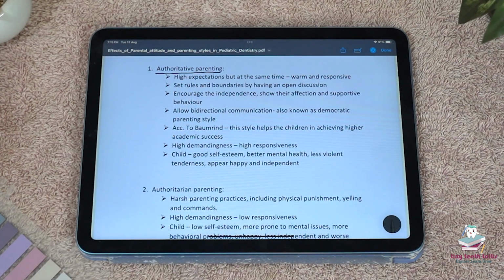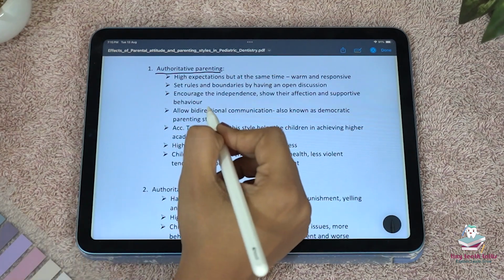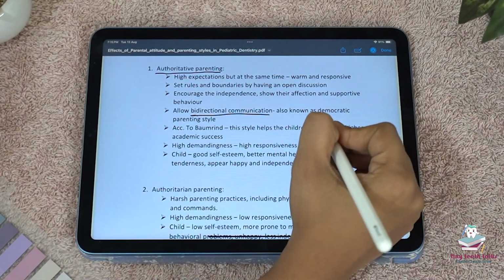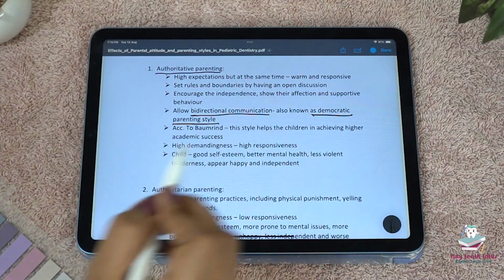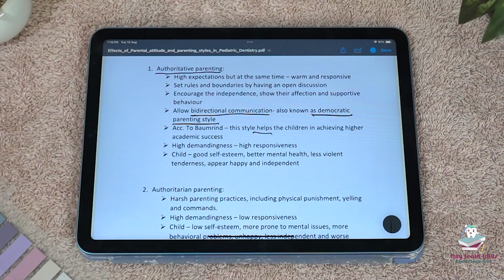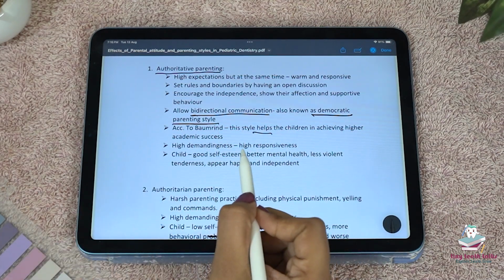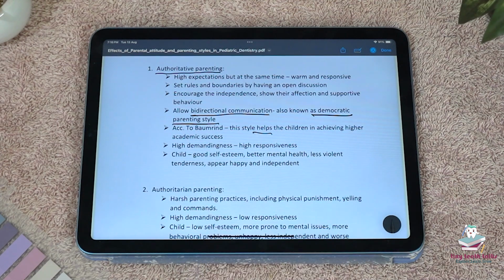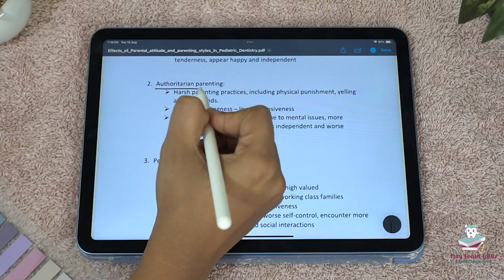They have high expectations but at the same time they are warm and responsive. They set rules and boundaries through open discussion. They encourage independence and show affection and supportive behavior. They also allow bidirectional communication, which is why it is also known as the democratic parenting style. According to Baumrind, this style helps children achieve higher academic success. They have high demandingness and high responsiveness, and the child has good self-esteem, better mental health, less violent tendencies, and appears happy and independent.